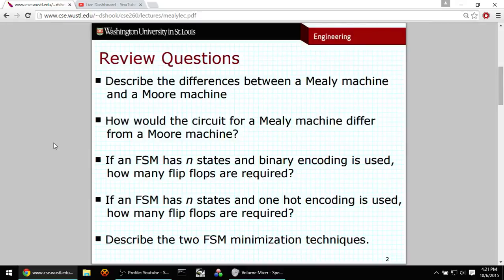Exactly. So based on my inputs, I only have one direction to go. Here, I might have a 1. If I had another transition from this same state that also went on a 1, that's no longer deterministic. It's now non-deterministic. If I see a 1 as my input, I now have a choice to make. Which way do I go? This way, both, neither? It's unclear.